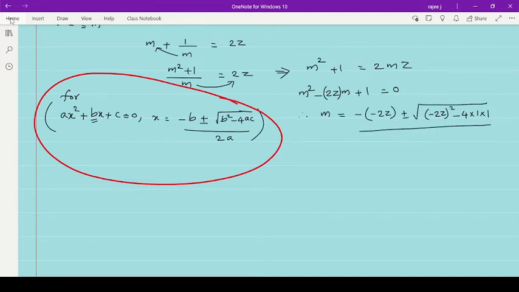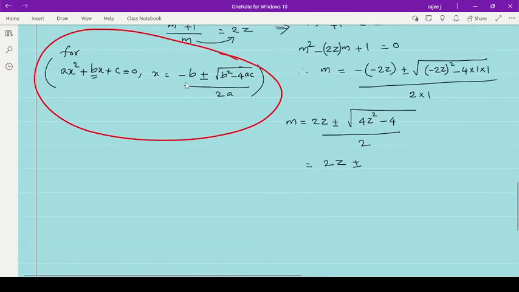divided by 2a. 2 into a, again the coefficient is 1 here, so you are just comparing with this one. Okay, 2 into the coefficient, here it is 1. So that is m is equal to minus, minus, plus. So that is 2z plus or minus under root of, this is 2z the whole square, means 4z square, negative becomes positive, minus 4, divided by 2, or this is equal to 2z plus or minus.